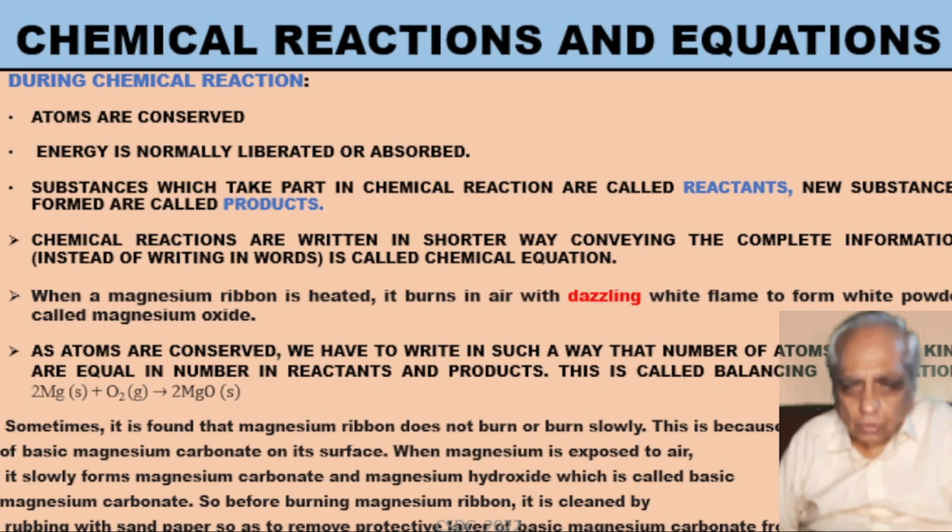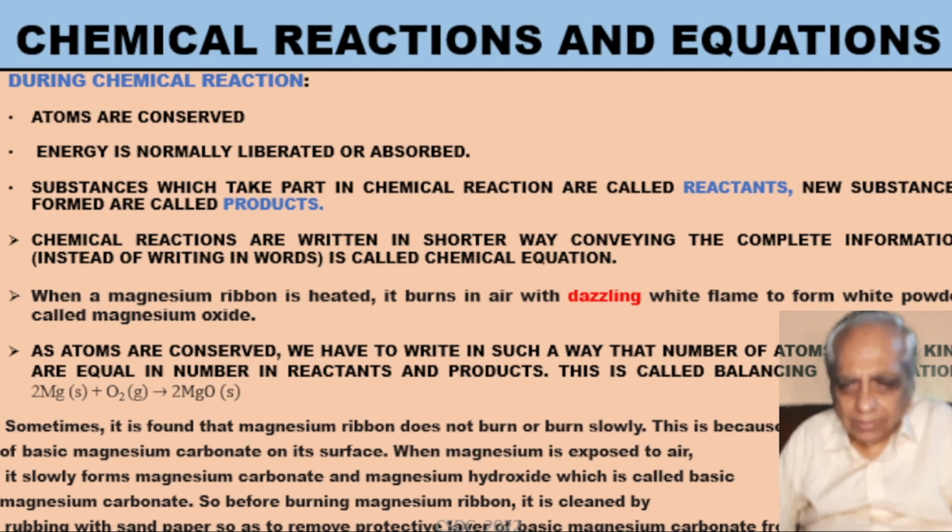Okay. So now this is a sort of a revision. We should learn that during any chemical reaction, atoms are conserved. It means if on the left hand side there are 4 atoms of hydrogen, the right hand side will also have 4 atoms of hydrogen. And whenever a chemical reaction takes place, either energy is released or energy is absorbed. If the energy is released, the thing will become hot, so we will say it is an exothermic reaction, and in case it is absorbed, we will say it is an endothermic reaction.